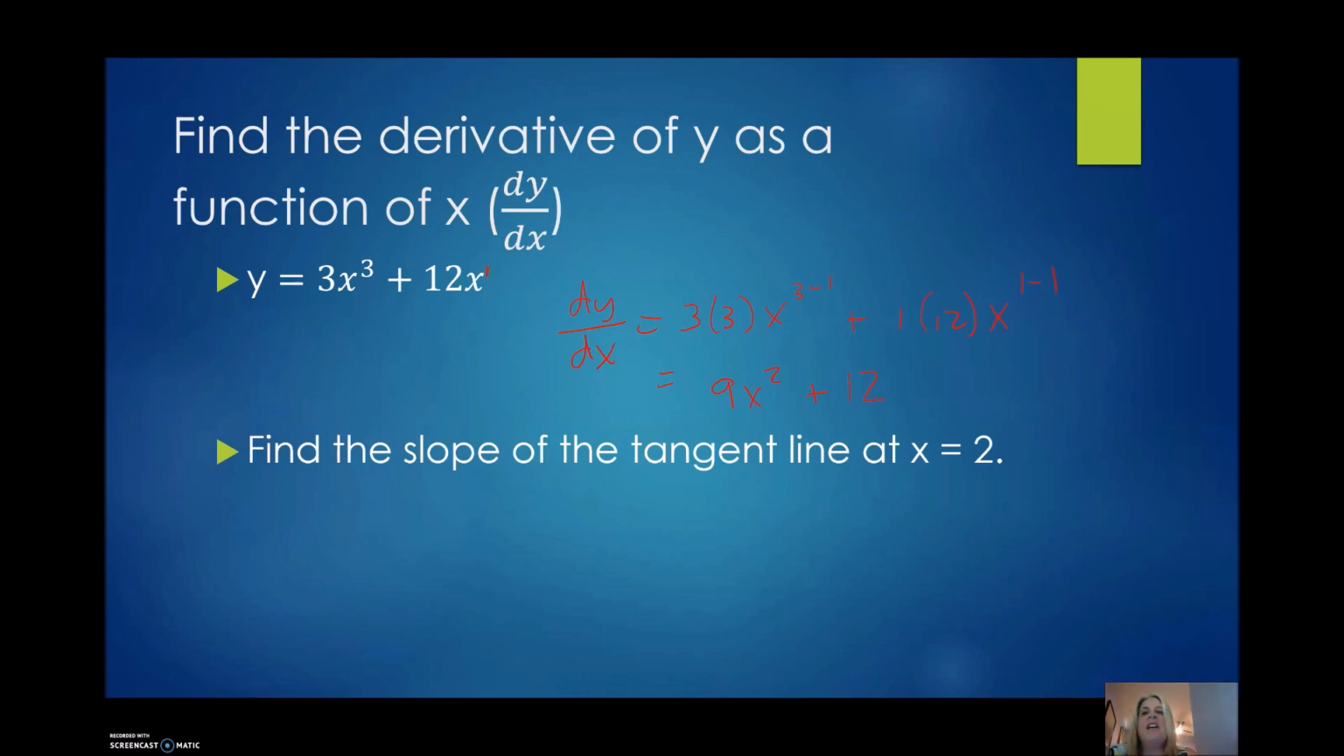All right, now that we took the derivative, we could find the slope of the tangent line. So instead of trying to plot it on a graph and get the rise over run, we can just plug in 2 here now. So the slope of our tangent line, we're going to take 9 and we're going to put 2 in for x, and then we're going to add 12. So that's 9 times 4 plus 12 is equal to 48. Boom. Slope of the tangent line. So if this was a position function, we'd now have the velocity at 2.